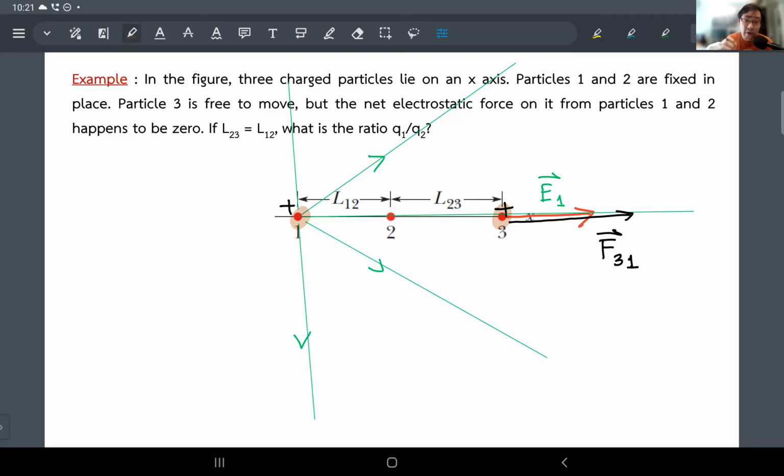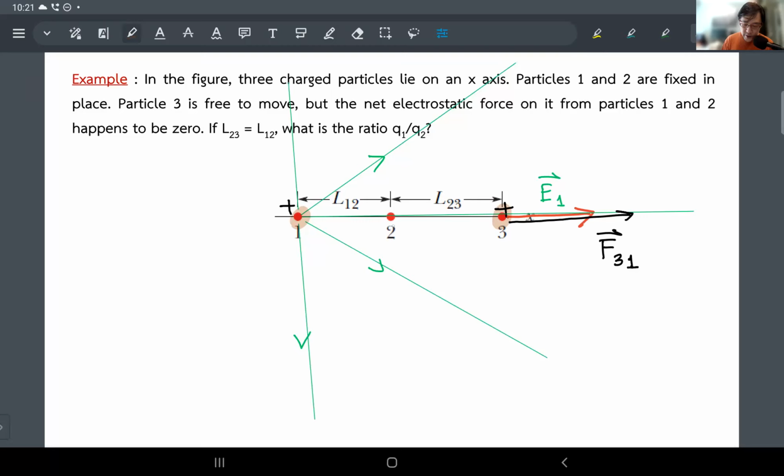Because you are focusing on charge number three, no doubt the force acting on charge number three will point to the right, away from charge number one. But if you are analyzing charge number one, you will experience the force pointing to your left, because they have to repel each other. Does that make sense to you? Okay. Try again.